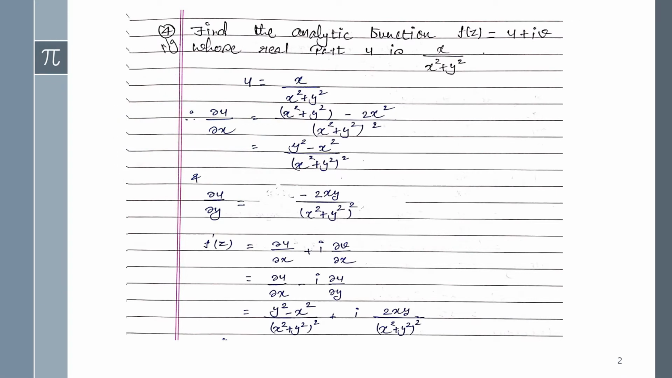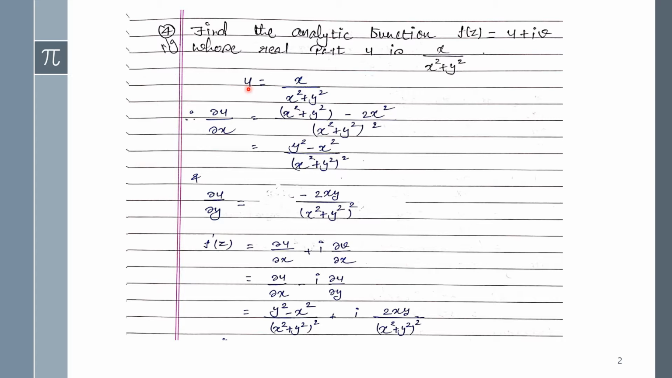The question is given: find the analytic function f of z equals u plus iv whose real part u is x upon x square plus y square. You can see the equation, and here a real part is given. As you know, we have two types of cases: the first one is for the real part and the second is for the imaginary part. Here the real part is given, so we will apply the first case.